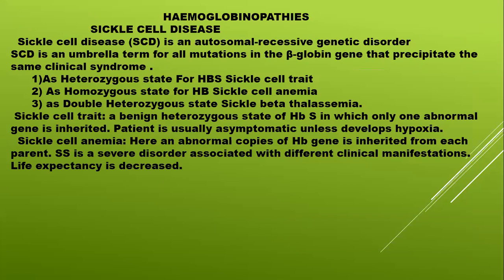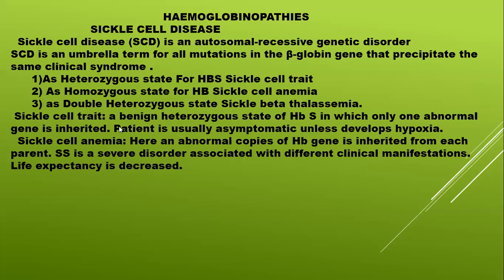This is actually an umbrella term used for all mutations in the beta globin gene that present in the same clinical syndrome. Number one, the heterozygous state for hemoglobin S, sickle cell trait. The homozygous state for hemoglobin S, sickle cell anemia. This one is double S. The double heterozygous state, sickle beta thalassemia.